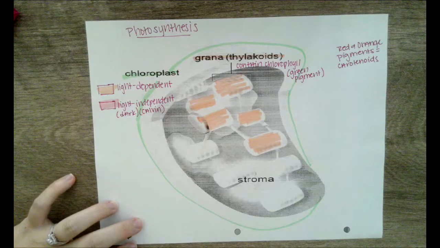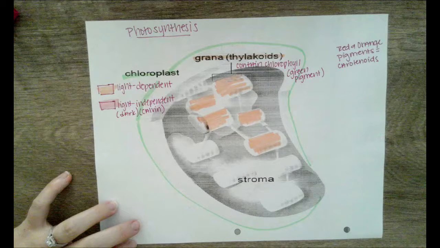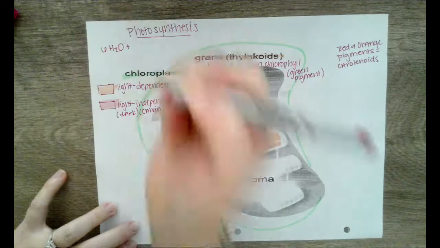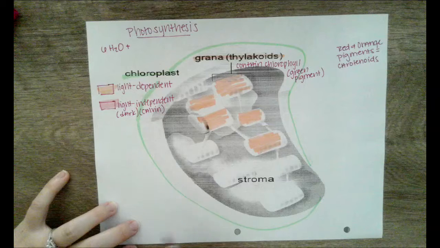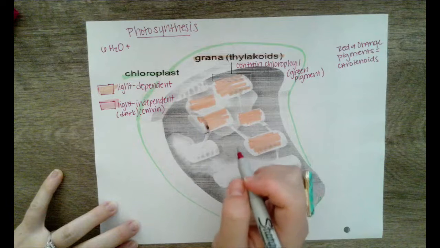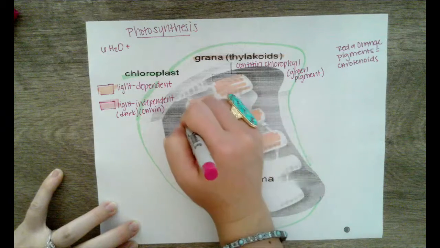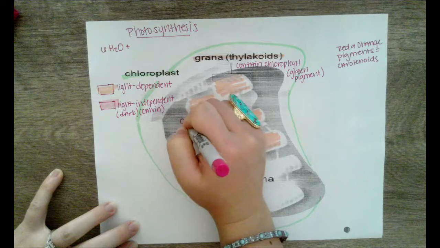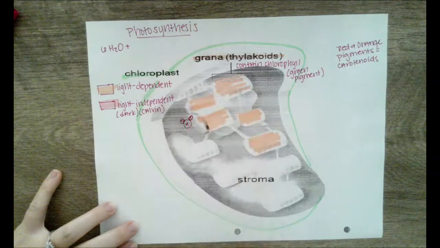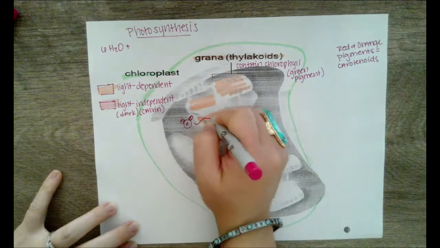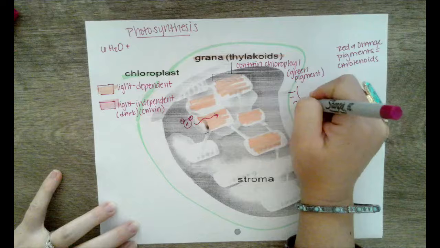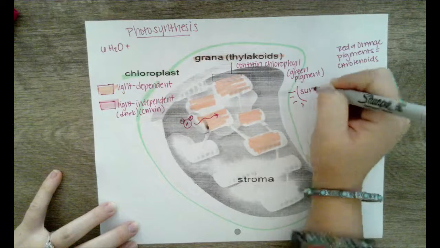One of the reactants of photosynthesis is water. So 6 waters will enter into the chloroplast in the light-dependent cycle. Let's draw a water molecule here. This is how we're going to draw our waters. We have a little H2 with our O. Water is going to enter into this thylakoid space, and it's going to be hit by the sun's energy.